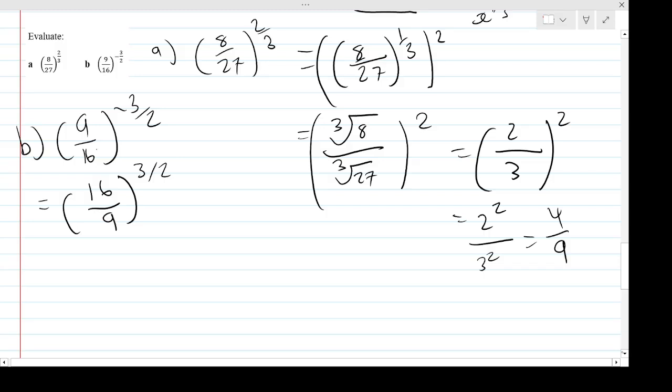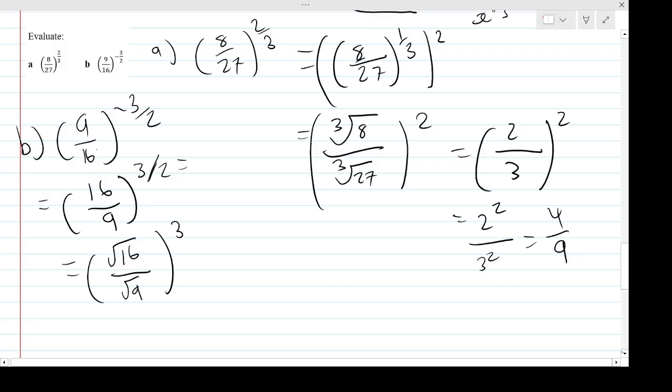So again, I'm going to account for the fractional part. So the half bit first. So a half is the roots, just square rooting. So root 16 over root 9. And then that's going to be raised to the power of 3, okay? Because the top number is 3, and then it's 3 over 2.